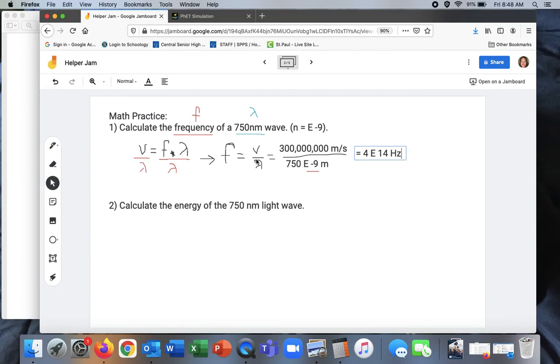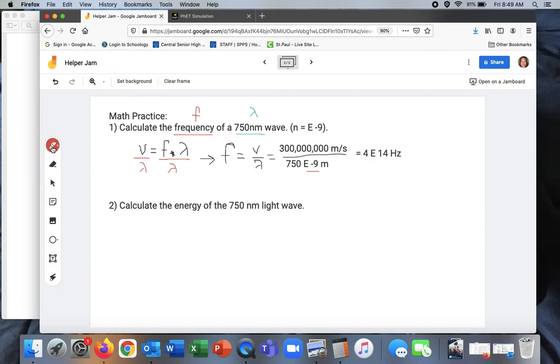So if you're doing this particular problem with your own values, you would just plug in your own particular wavelength here, remembering if you have nanometers, which often you do, you'll need to convert that into regular, which is e to the minus 9. So now we're going to calculate the energy of that wave.